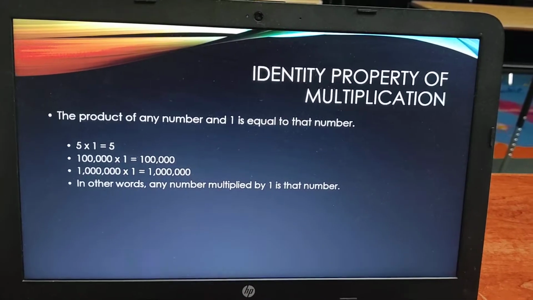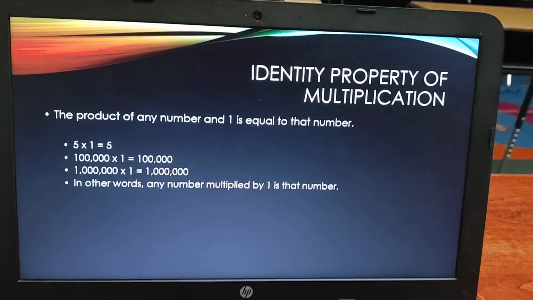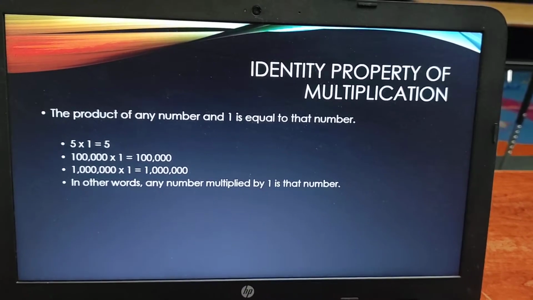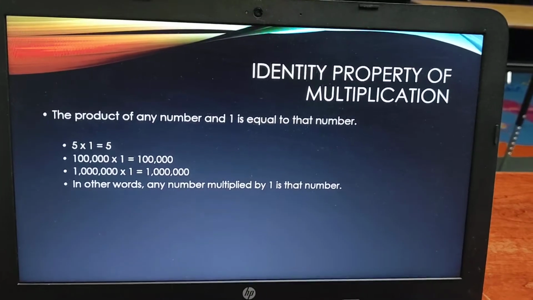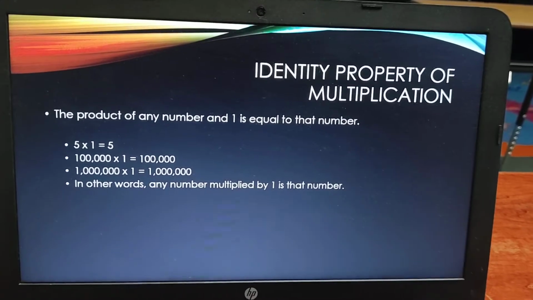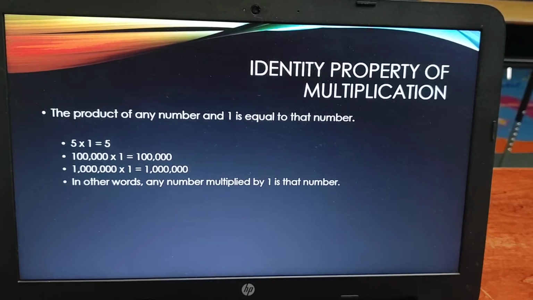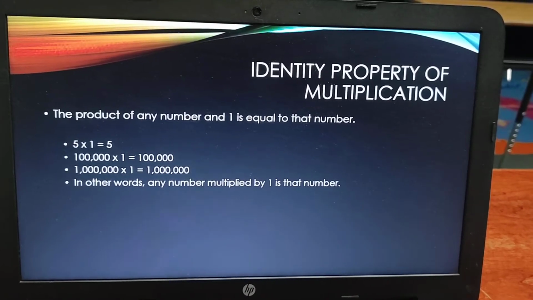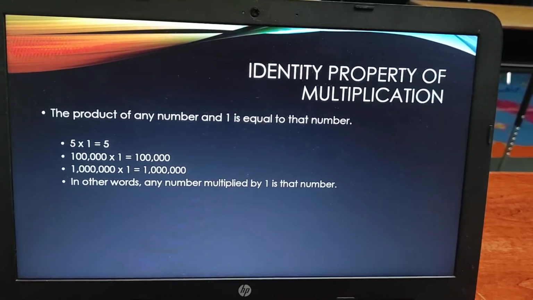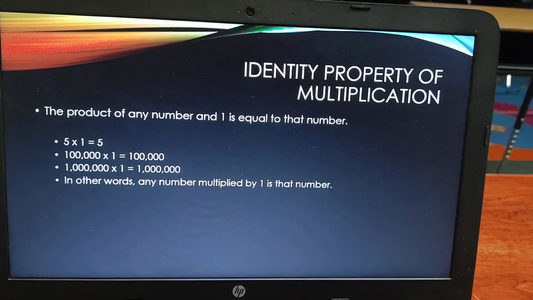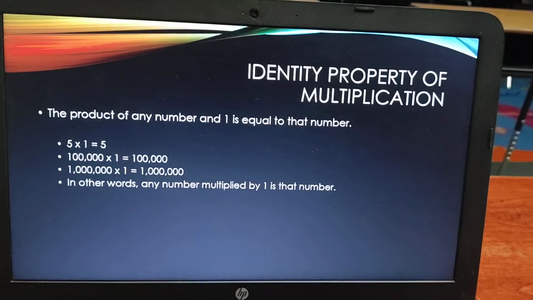Next we have the identity property of multiplication. This means the product, or the answer to a multiplication problem, of any number and 1 is equal to that number. So if you have 5 times 1, the answer is 5. If you have 100,000 times 1, the answer is 100,000. And if you have 1,000,000 times 1, the answer is 1,000,000. In other words, any number multiplied by 1 is that number.